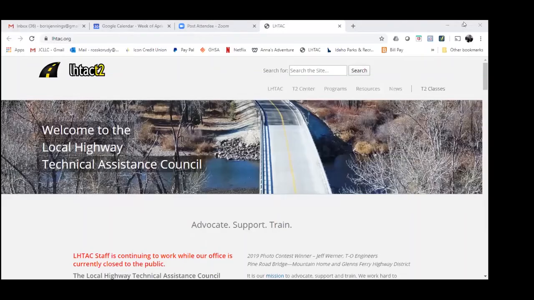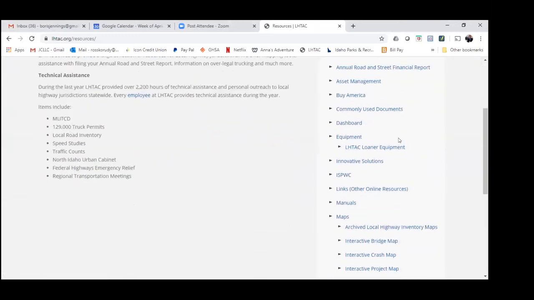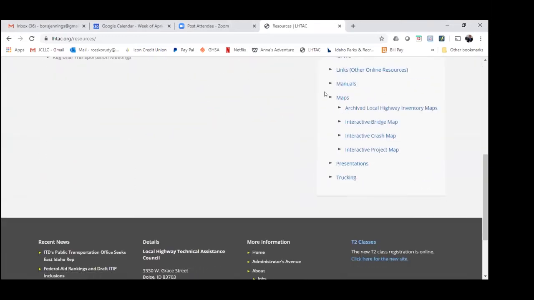Now can everybody see the LHTAC website? Yes, thank you. So you've just simply brought up the LHTAC website at LHTAC.org. And across the top, you'll see the word resources. My pointer is on it, so I'm going to click resources, and hopefully that's going to bring up the resources over on the right-hand side of the web page. And we're going to scroll down just a little bit under maps.